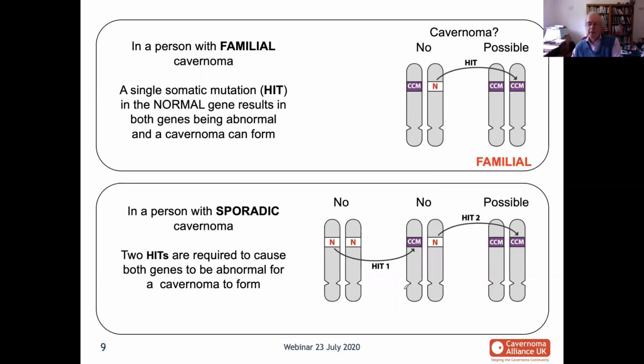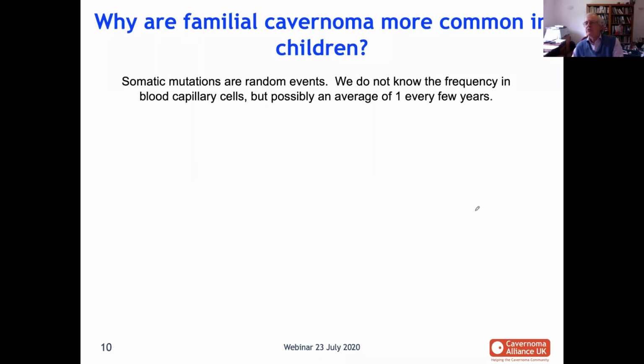So here we have the two-hit mechanism, and this is the final slide, you'll be pleased to hear. Somatic mutations are random events. We don't know the frequency in blood capillary cells, but it's probably an average of one mutation on one particular gene on a particular chromosome in a particular cell once every few years. It will happen on other cells at the same sort of time. By saying it's on average one every few years, it could be 10 minutes, or it might be 10 years.